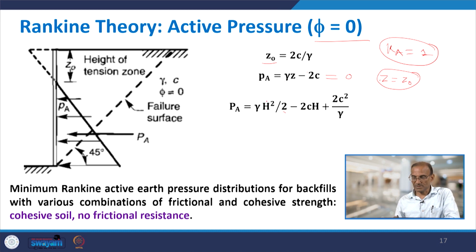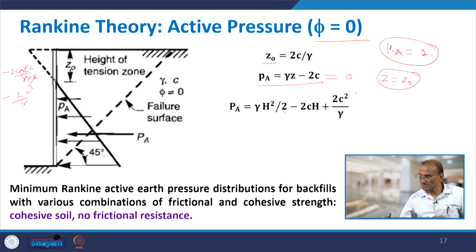So, this is the integration if you do it along the depth, or you can say you find the net area, the positive area minus the top area. So, the top area is 2 C square over gamma, like this, minus 2 C into h, because 2 C over gamma should be multiplied by z naught. Pa needs to be calculated at the top. At the top Pa will be simply minus 2 C. So, the area of the top triangle will be minus 2 C into the height z naught, where z naught is 2 C over gamma, divided by 2.